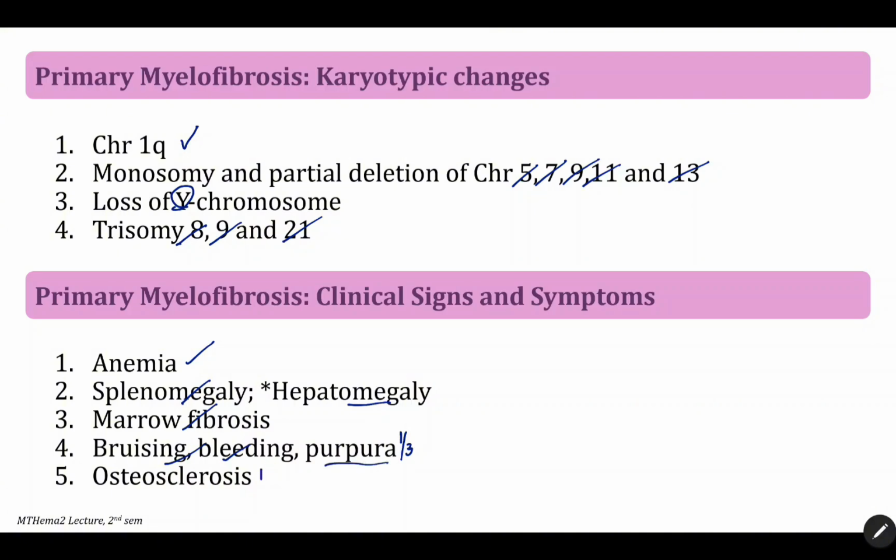And then more than 40% of patients with primary myelofibrosis exhibit osteosclerosis with accompanying bone pain, malaise, and leukocytosis.